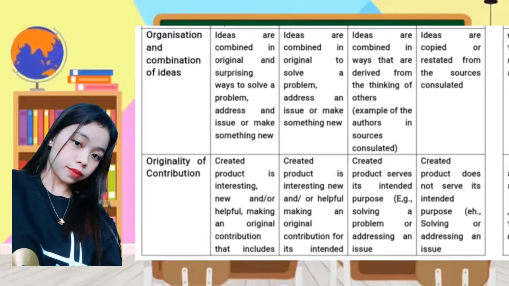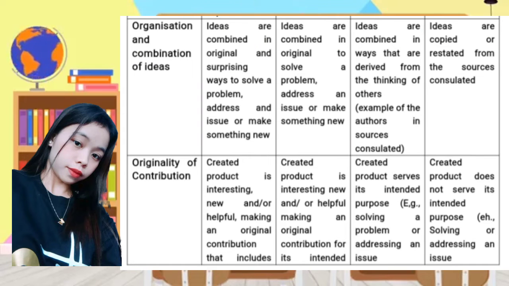The next one is organization and combination of ideas. In very creative, ideas are combined in original and surprising ways to solve a problem, address an issue, or make something new. In creative, ideas are combined in original ways to solve a problem, address an issue, or make something new. In ordinary or routine, ideas are combined in ways that are derived from the thinking of others. And imitative, ideas are copied or restated from the sources consulted.